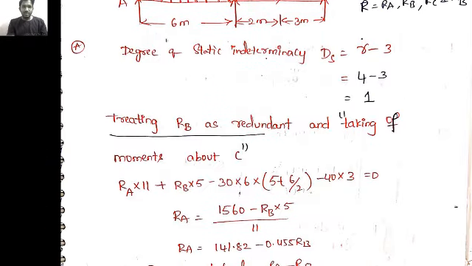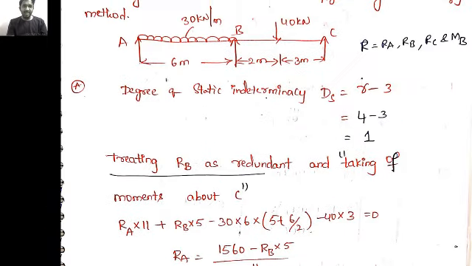And what is the one more equation? Sigma V is equal to 0. What is sigma V? The sum of upward forces is equal to the sum of downward forces.